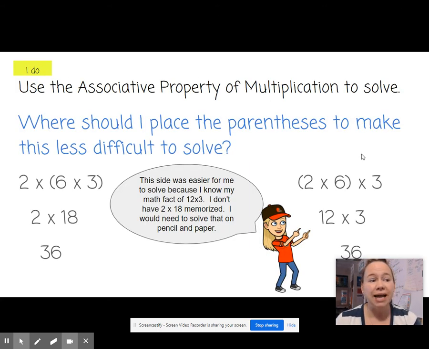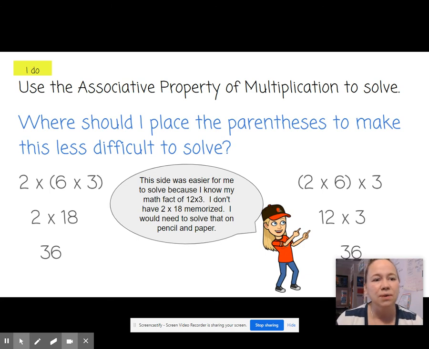All right, so here's an I do. Use the associative property of multiplication to solve. Where should I place the parentheses to make this less difficult to solve? So if they gave us the problem 2 times 6 times 3, should I place the parentheses around the 6 and the 3? Well, 6 times 3 is 18. Or around the 2 and the 6. And as I said here with my Bitmoji, I would place them around the 2 and the 6 because I can mentally do 12 times 3, but 2 times 18, I can't do that mentally, so I would have to get out paper and pencil. So I would put the parentheses around the 2 and the 6 to make it a problem that I could solve in my head, okay?